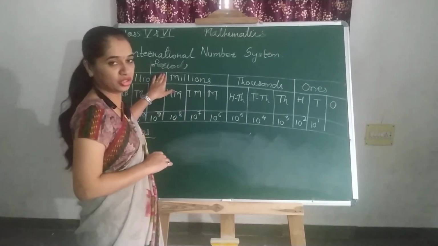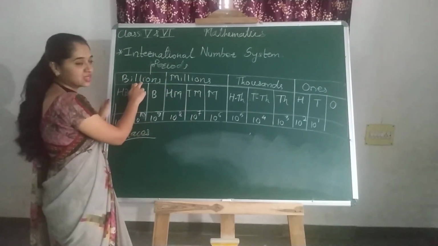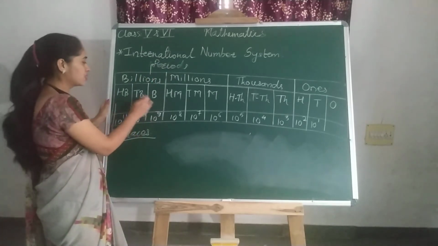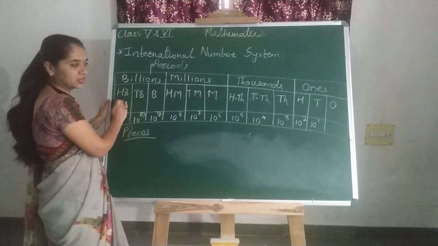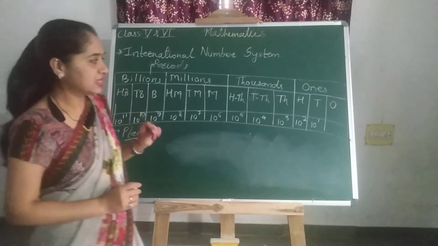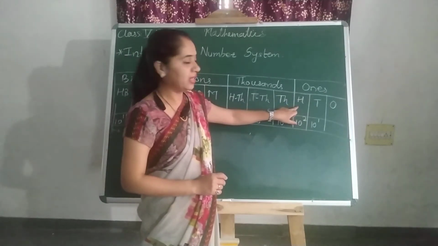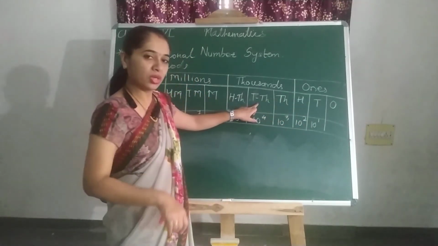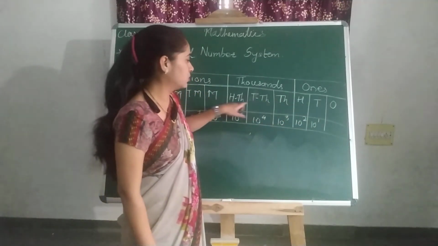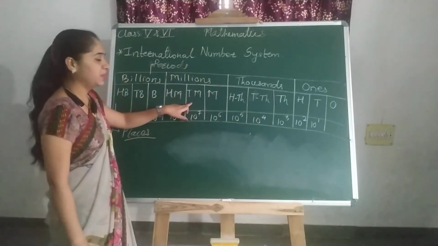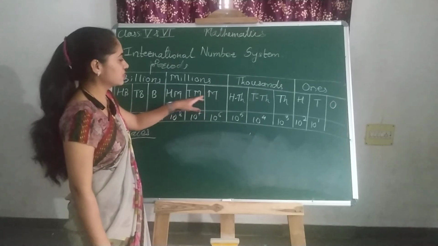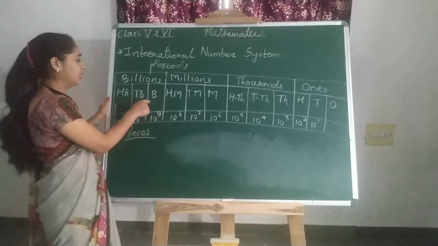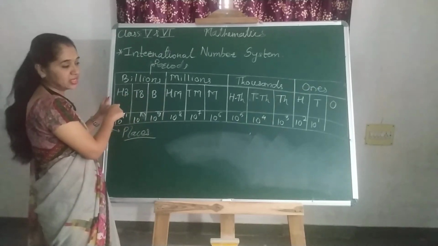Beyond this it continues in 6th. That has the billions period, which also contains 3 places: billions, 10 billions and 100 billions. Clear? I am repeating once again. The ones period contains 3 places: ones, tens and hundreds. Then the thousands period also contains 3 places: 1,000, 10,000, 100,000. Then the millions period: millions, 10 millions, 100 millions, and at last the billions period also contains billions, 10 billions and 100 billions, 3 places.